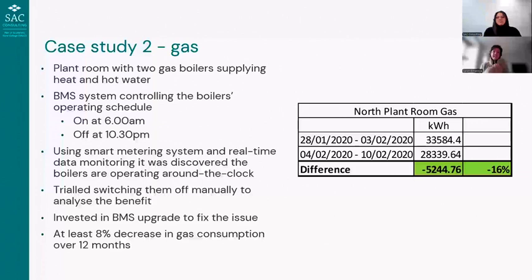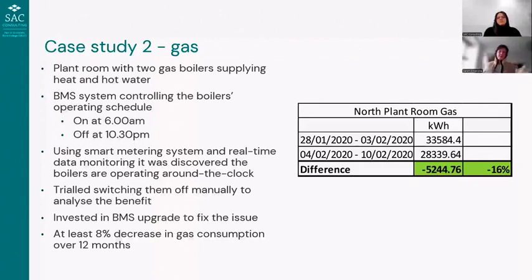So this is a case study of gas consumption, in which we were able to identify a fault within gas boilers using smart metering. Basically, the shopping center had two plant rooms, and each plant room had two gas boilers, which supplied heat and hot water to the mall.